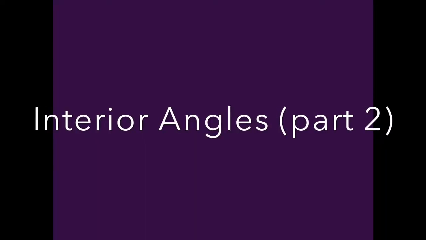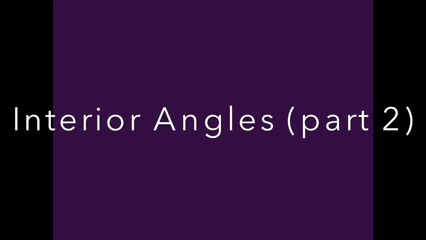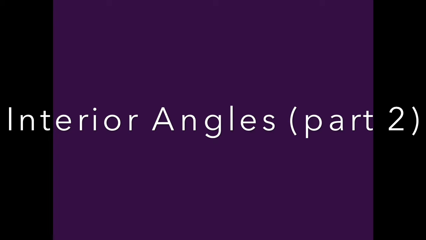Okay, good morning, everybody. What we're going to do today is focus on how to figure out the interior angles of a polygon, but that's what we did last time. We talked about how to find the sum of interior angles. Today, we're going to talk about individual angles and how they relate to regular polygons and to irregular polygons.